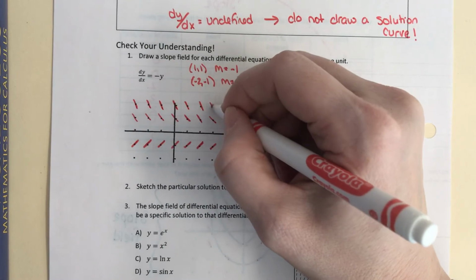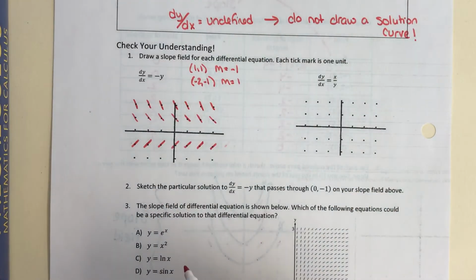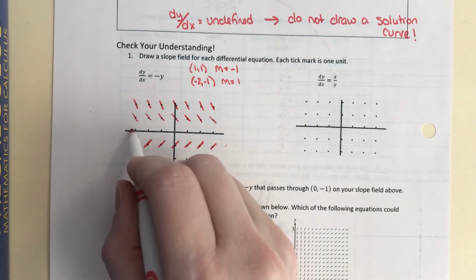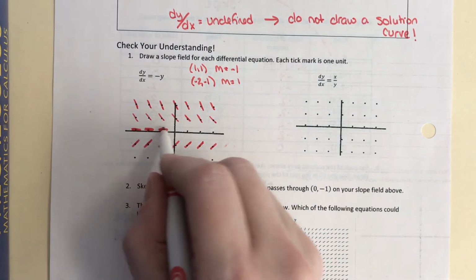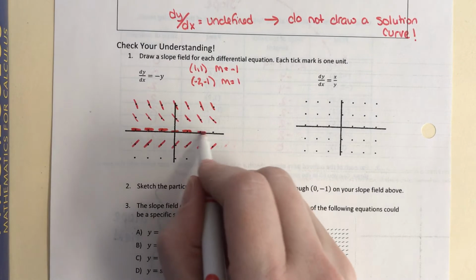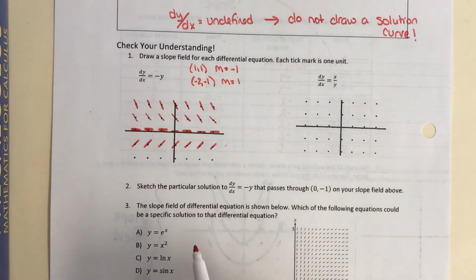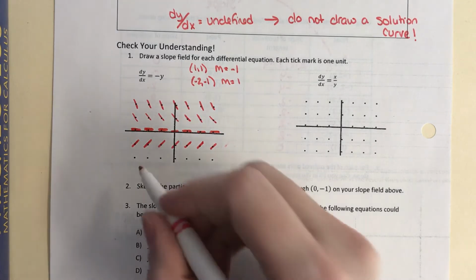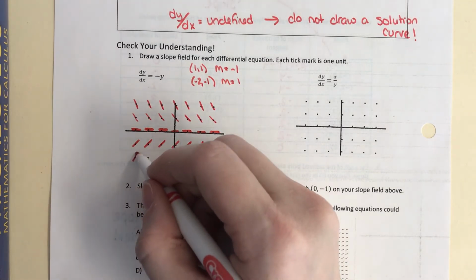Now in class what we would do is I would split this up into groups, have each group do a couple points to check. Now if my y value is 0, my slope is 0. And if my y value is negative 2, my slope is 2, so a little bit steeper than the 1.